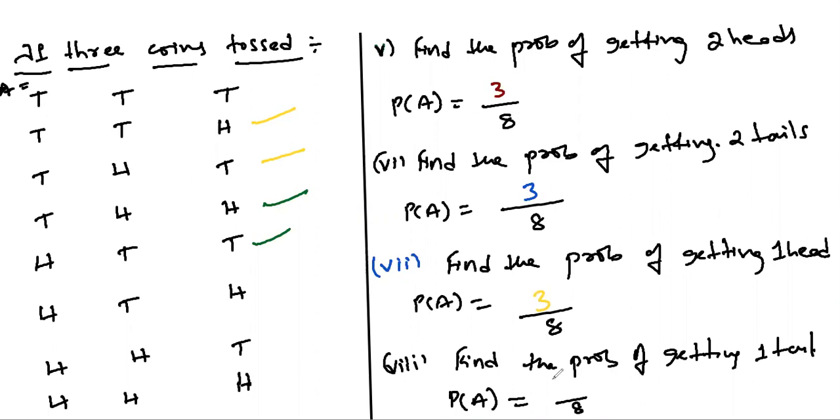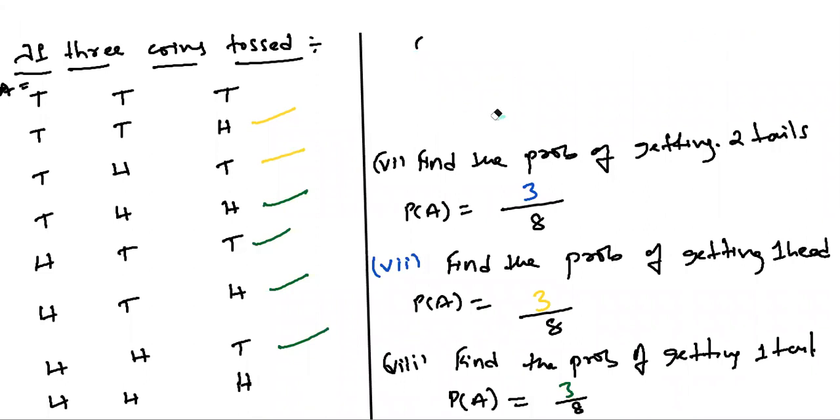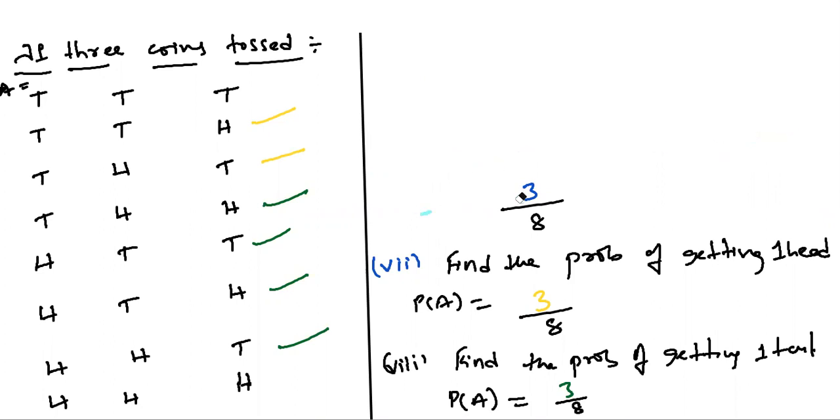Now find the probability of getting one tail. 1, 2, 3. 3 out of 8. Next, I will go with at most and at least.